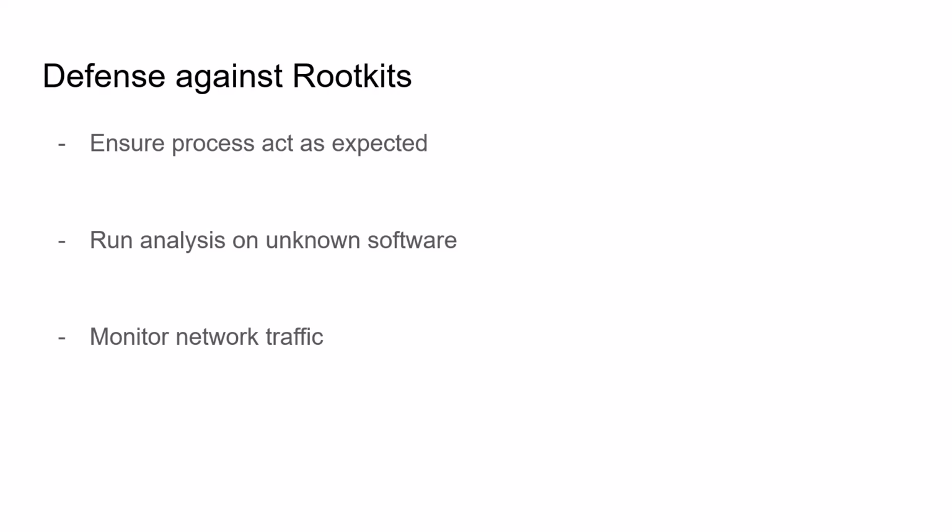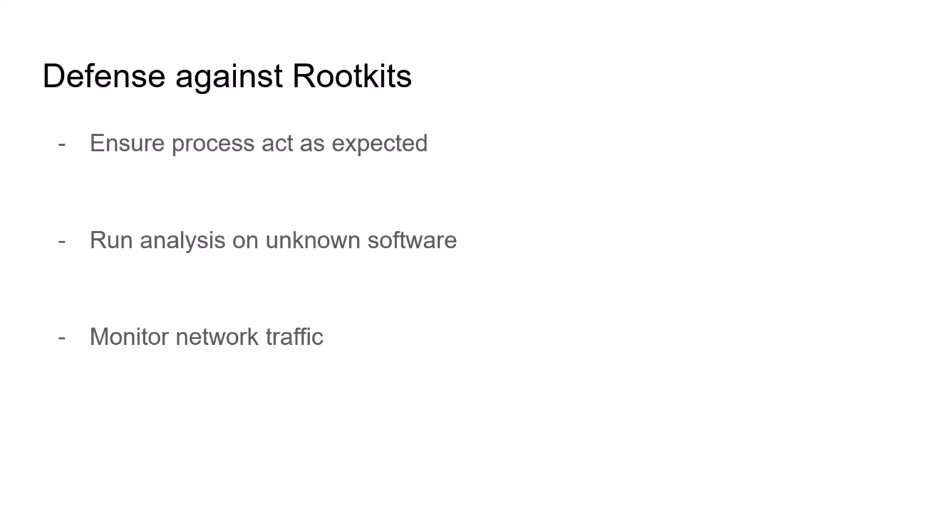Defense against rootkits includes ensuring processes act as expected. Hooked functions will act slightly differently. Keeping an eye on how these functions perform will be an indicator if they are hooked. You should also run both static and dynamic analysis on unknown software before executing it. You can look at it statically through programs such as Ghidra, and you can look at it dynamically by stepping through it on a virtual machine before executing it on your actual machine.